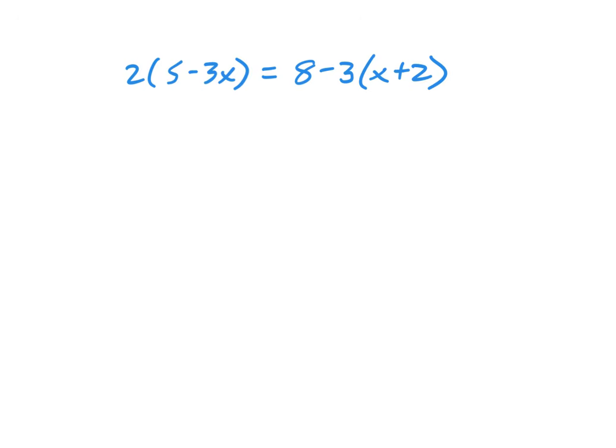So the left-hand side's pretty straightforward. Take 2 times both. So 10 minus 6x. Over here, when I distribute, and this is another thing that you kind of want to watch for or be careful of, not only are we going to distribute the 3, we're going to distribute the negative 3. So the 8 is just going to stay 8 minus 3x minus 6. Okay. So that's step 1. Just get rid of those parentheses.